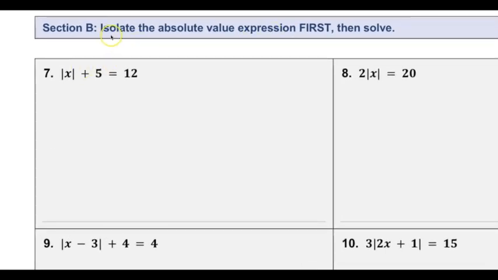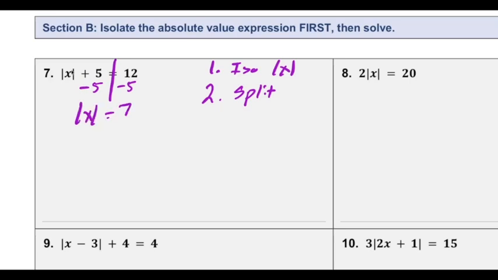So here, you want to isolate the absolute value first. So if I'm solving this, I'm trying to get this guy by itself. I don't split it yet. So step 1 is you want to isolate the absolute value of x, and then we split it, and then solve. So if I was doing this one, I want to isolate this guy right here. So we're going to subtract 5 from both sides to get absolute value of x is equal to 7, and then we split it. So this goes over here, x equals 7, and then we need the negative, x equals -7. And there's our two answers.